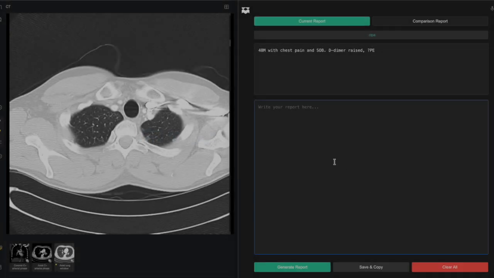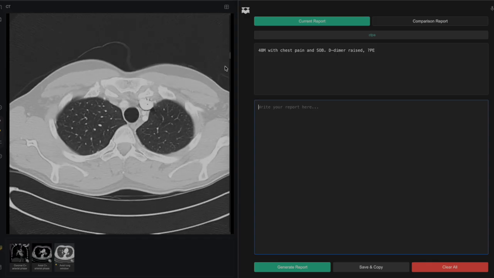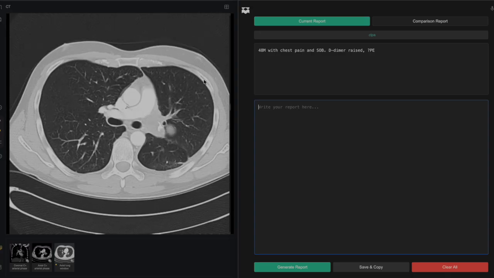Welcome to the next Radiopaedia case of the week. Here we have a CTPA in a 48-year-old male patient presenting with chest pain and shortness of breath. They've got a raised D-dimer and the clinical team are suspecting a possible PE.